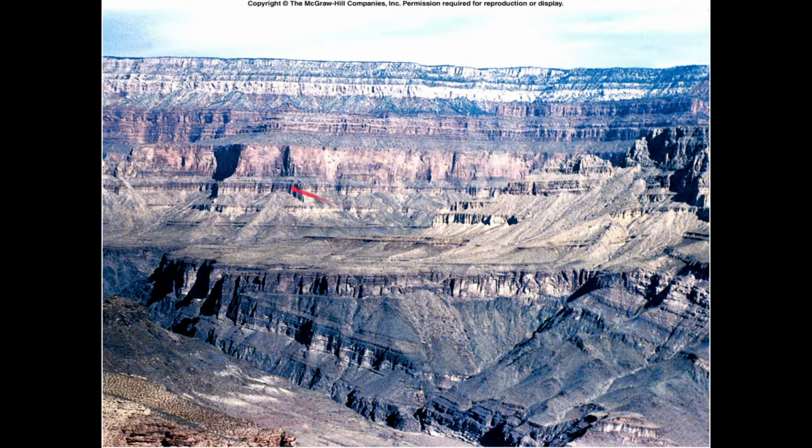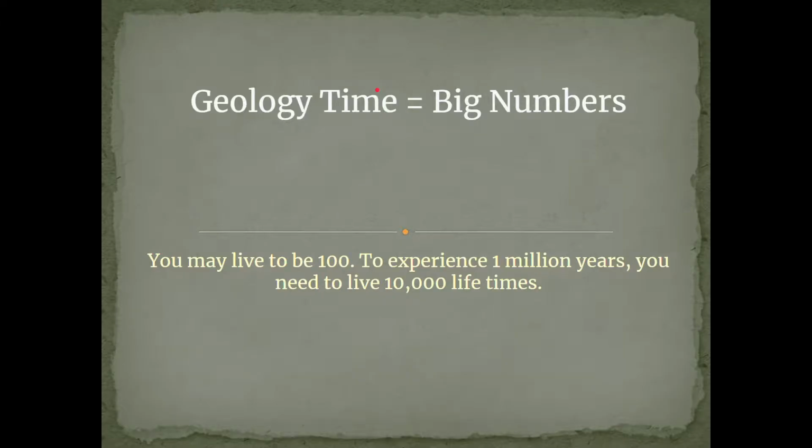So this is an image of the Grand Canyon. We've looked at it before. We'll discuss what these layers mean, and we'll talk about how we can date things. There are two different elements to geologic time: relative time and absolute time. But the Grand Canyon is a great place to go and see the changes through time represented in the rocks.